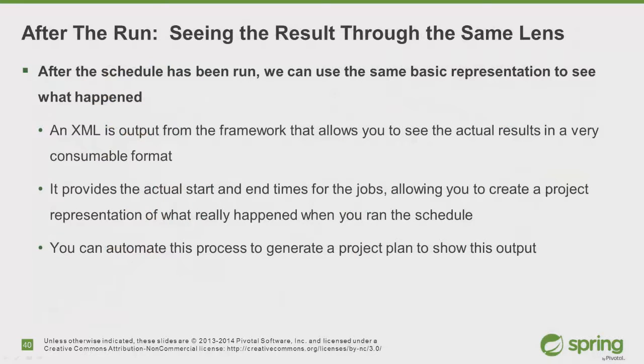So after the run, let's say that you execute that stream and you want to know what happens. Well, guess what? You can use the same basic representation to look at the results of the stream. And XML is output from the framework that allows you to see the actual results in a very consumable format. You can build this using Cognos. It's in the database. It's very easy to do. And you can produce the actual start and end times for the jobs and the results from the job.